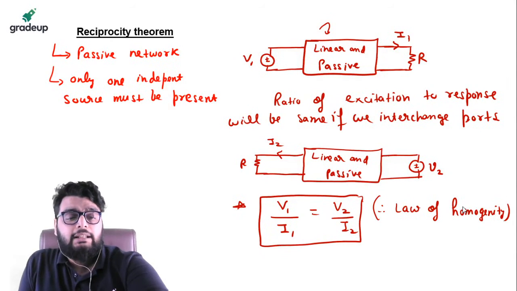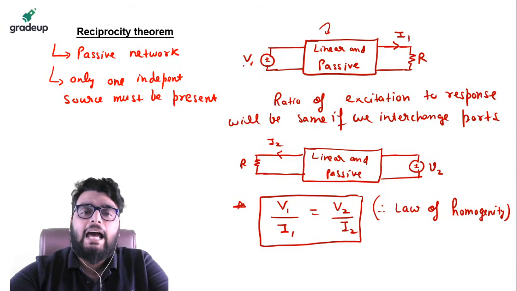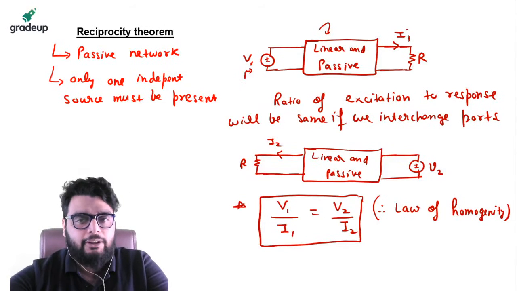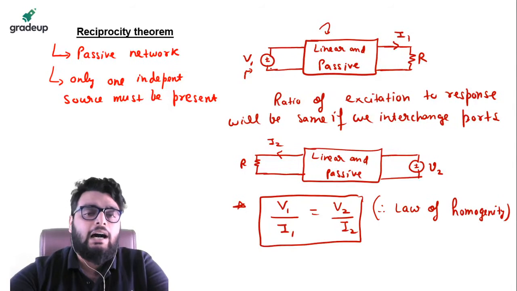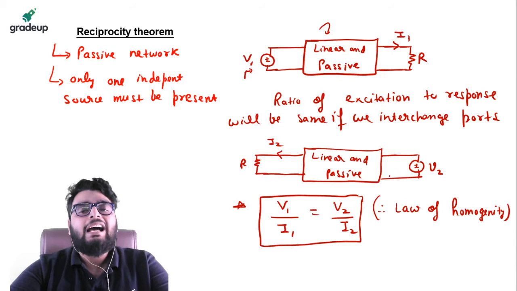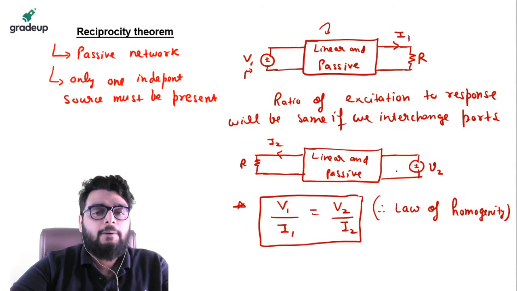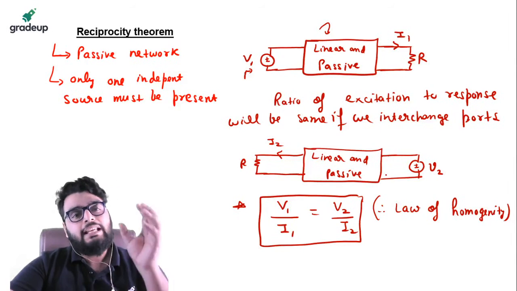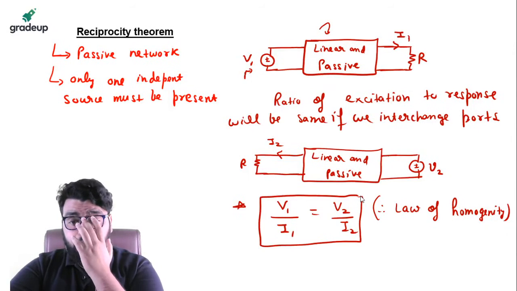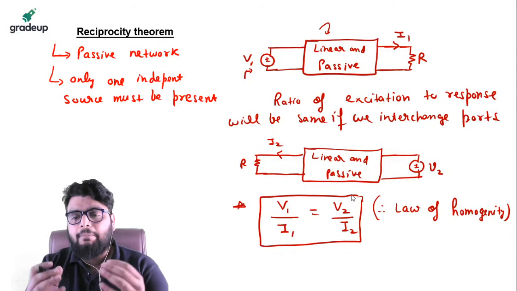Okay. So the first circuit is just a linear and passive circuit, and I am providing a voltage V1 there such that some output I1 is coming here. Now I have interchanged the input and output port. When I interchange the input and output port, I am also changing the voltage. So according to the reciprocity theorem, even if I interchange the port, the ratio of excitation to response will be the same.